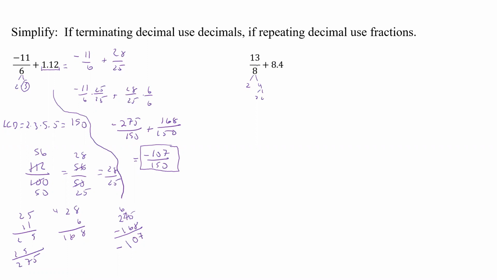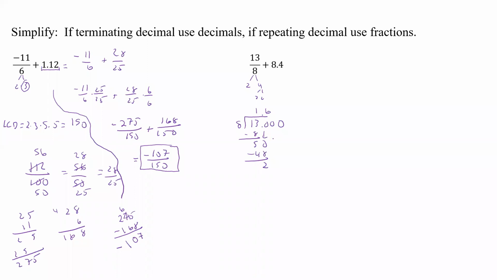All right, now back to this one. We said it was going to be a terminating decimal, so let's go ahead and divide it out. And when we do that, we go 8 goes into 13. We'll go ahead and add some zeros. Goes in once. Subtract, we get 5. Bring down a 0. That's going to be 6 times 8, so that's going to be 48.